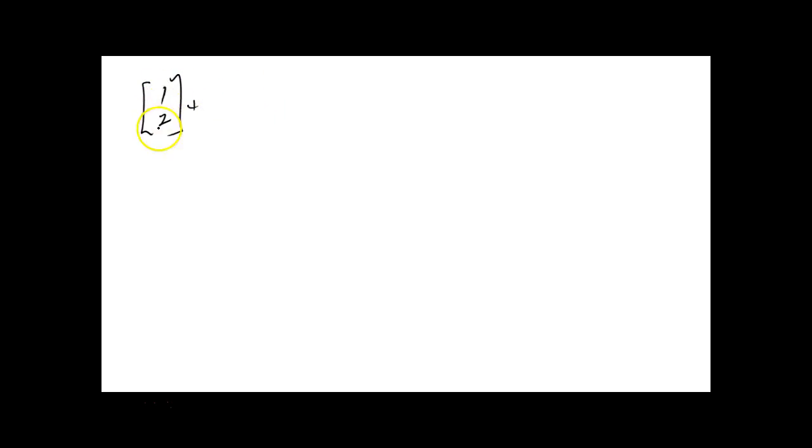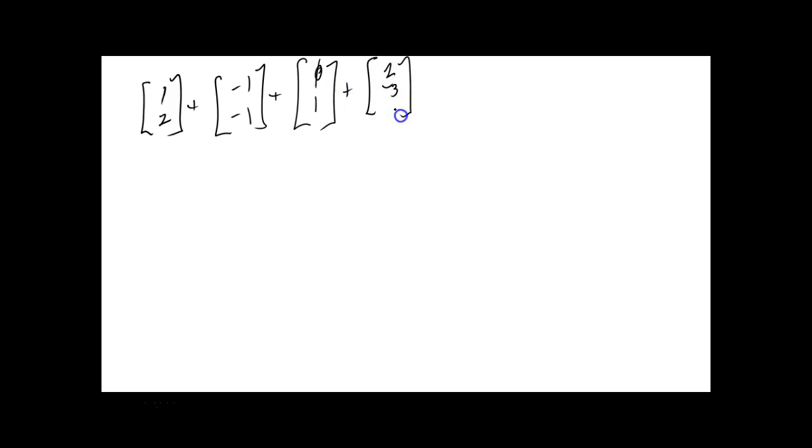One, two. What's a couple of names for that matrix? Column vector or a column matrix. Yeah, very good. Plus, minus 1, minus 1. Plus, 0, 1. Plus, 2, negative 3. You tell me what that's equal to. Yeah, the top entry is going to be a 2. A negative 1. Very good.